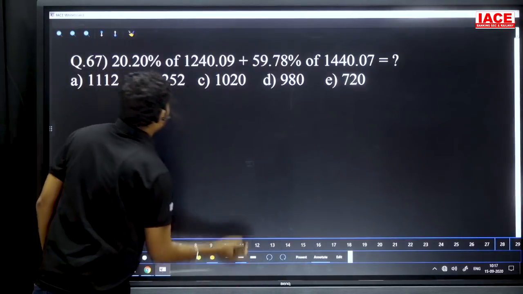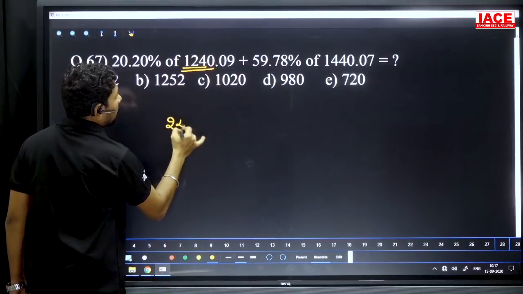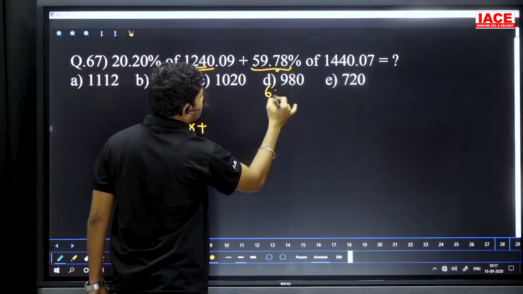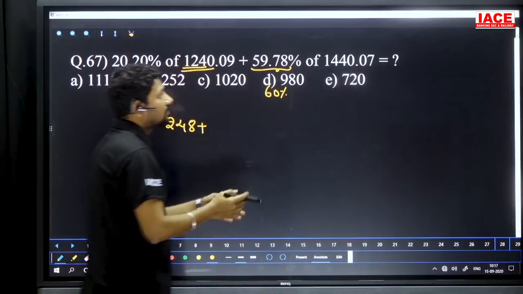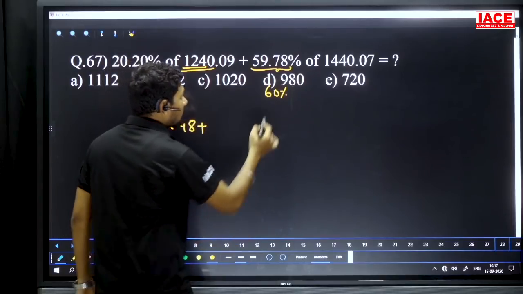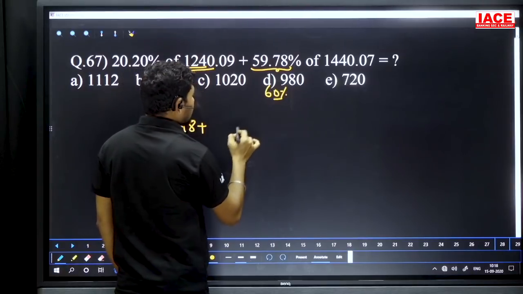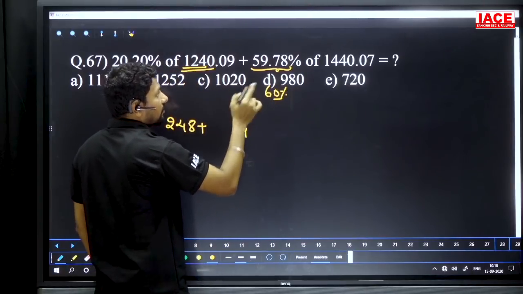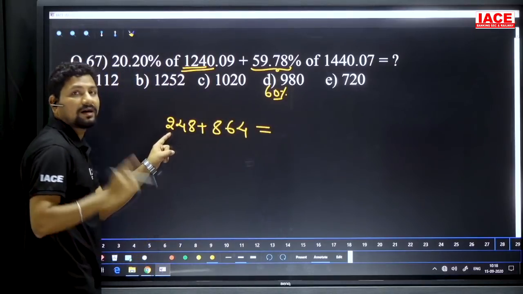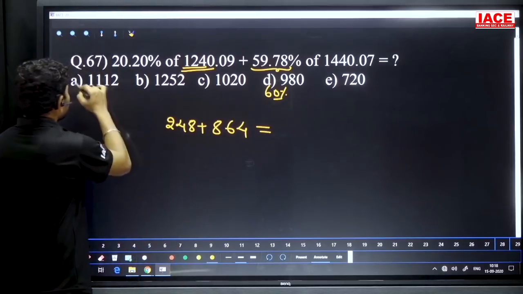Next, 20 percentage of 1240. 10 percentage is 124 and 20 percentage means 248, plus 60 percentage of 1440. You can take it directly, or multiply 6 into 144. Percentage wise, 2 zeros will be cancelled. 6 into 144: 6 4s are 24, carry forward is 2, 6 4s are 24, 24 plus 2 is 26, and 6 1s are 6. That is 864. And 864 and 248: 800 and 200 is 1000, and 60 and 40 is 100, now 1112. Then the answer is what here? Option A.